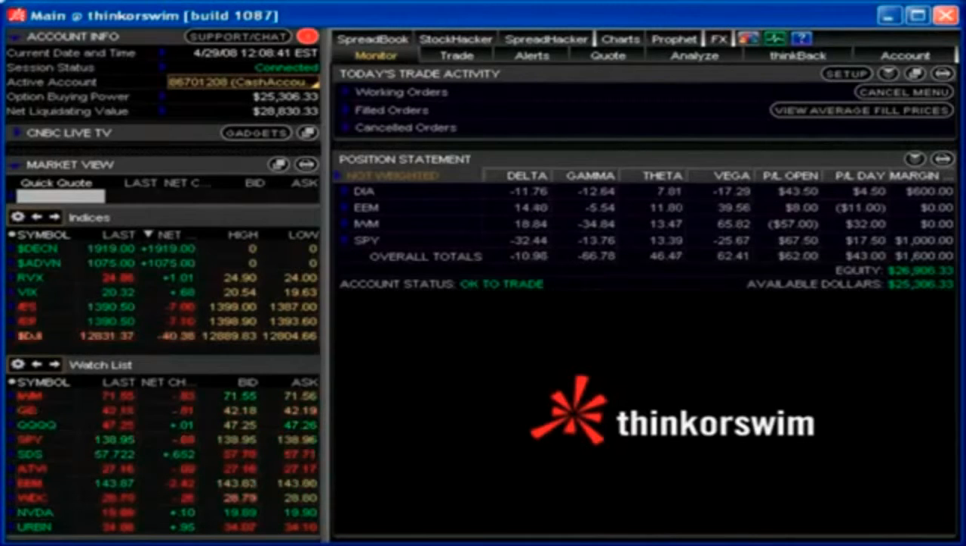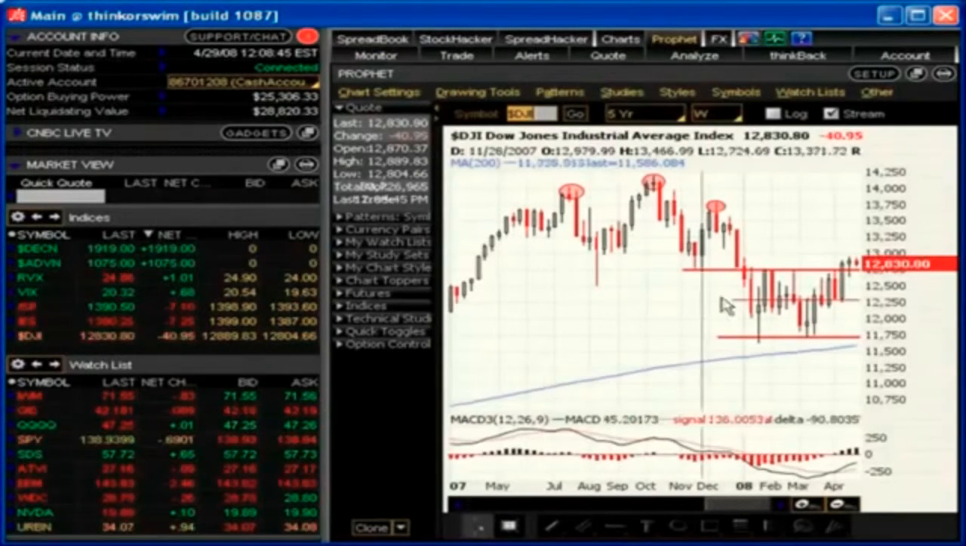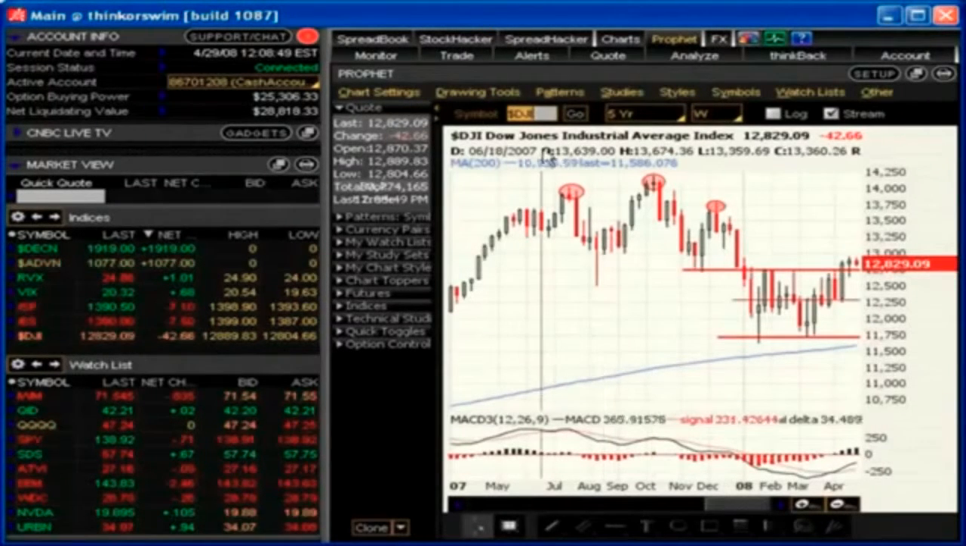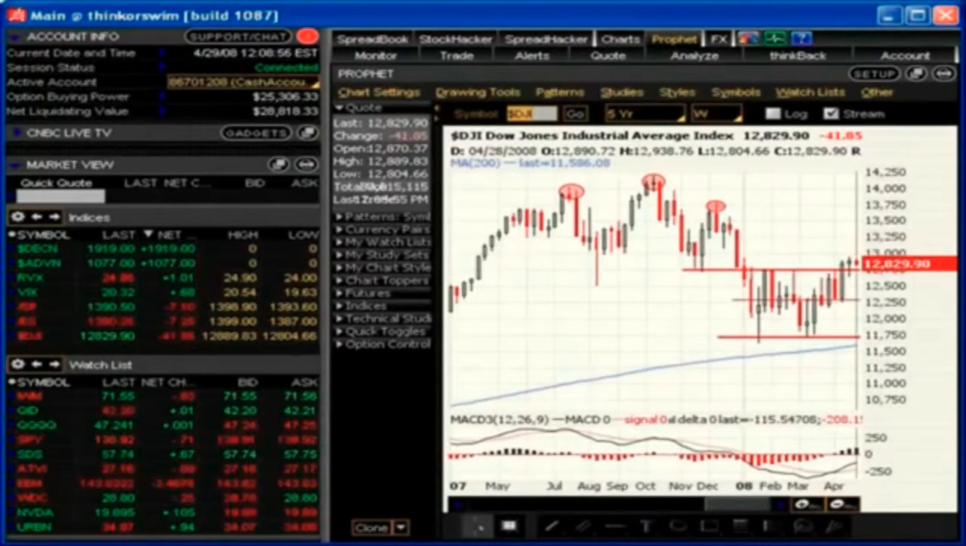They have an absolutely fantastic charting package. I mean, there's all kinds of things. You get live real-time prices. The package that Thinkorswim actually gives to you is, I mean, if you had to go out and buy the software to do this, it'd probably cost you a couple hundred dollars a month.